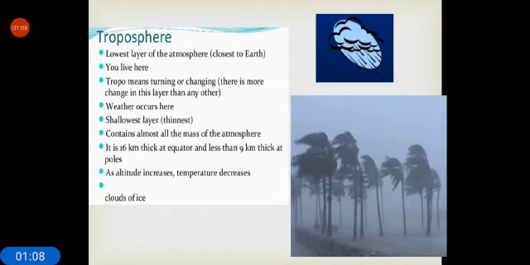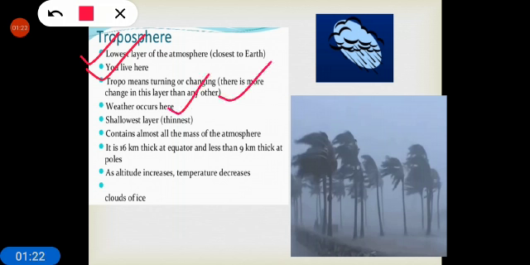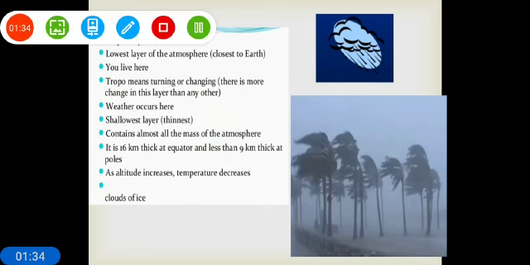Now, Troposphere, the lowest layer of the atmosphere, closest to Earth. You live here. Tropo means turning or changing. There is more change in this layer than any other layer. Weather occurs here. Thinnest layer, it contains almost all the mass of the atmosphere. It is 16 km thick at the equator and less than 9 km thick at the poles. As altitude increases, temperature decreases.